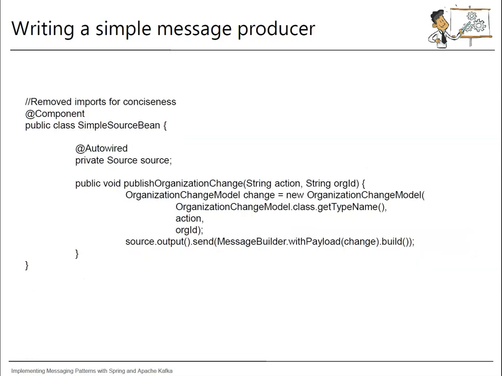Now, let's analyze the publish organization change method in more detail. This method takes the two parameters and creates an object called organization change model. In the simple source bean class, we define an attribute called source, and this attribute is responsible for obtaining the output and consequently sending the message to the broker. We pass to the with payload method the object that we want to send.